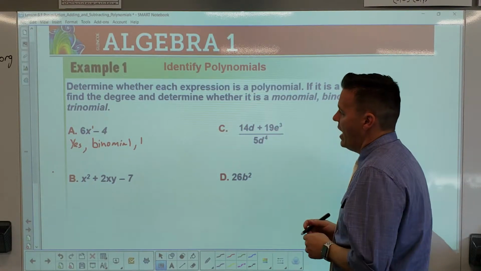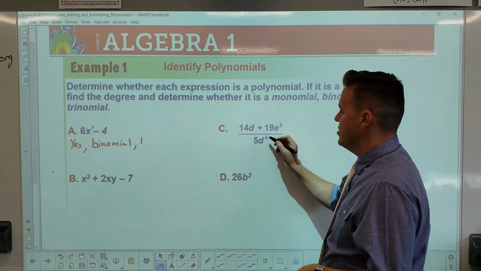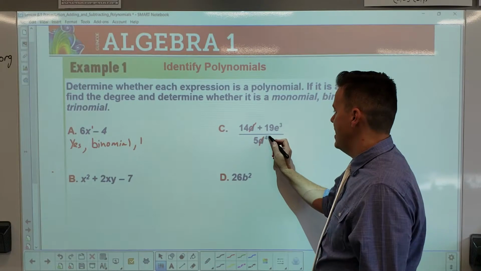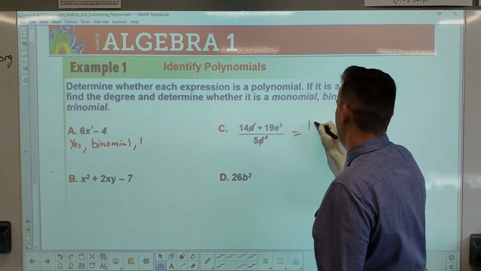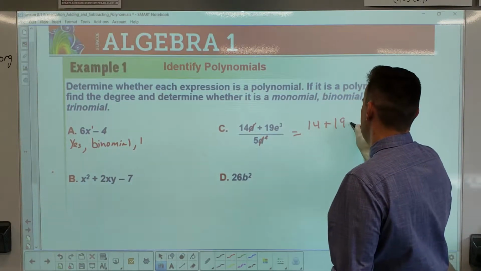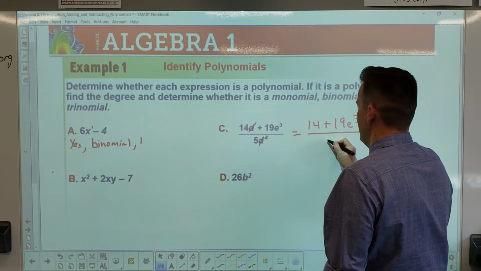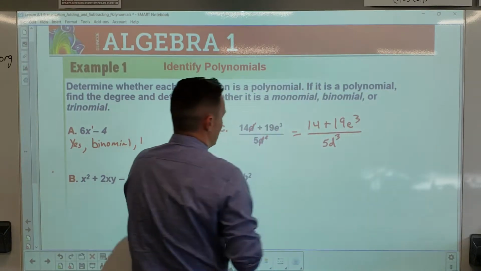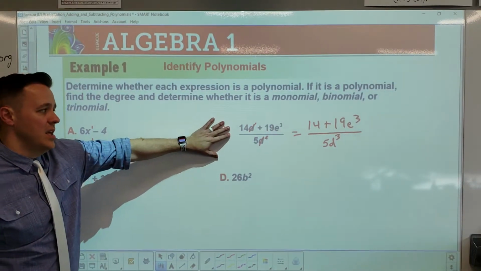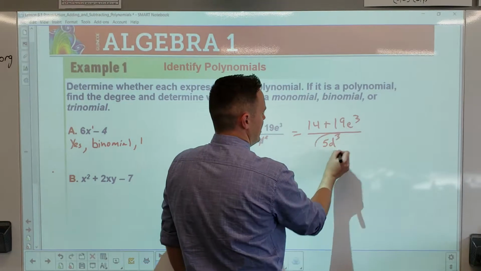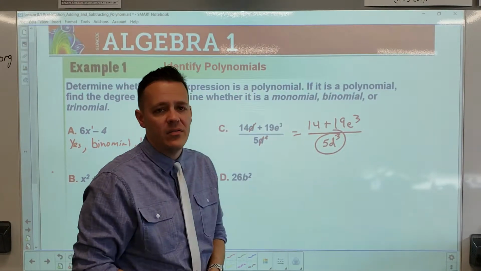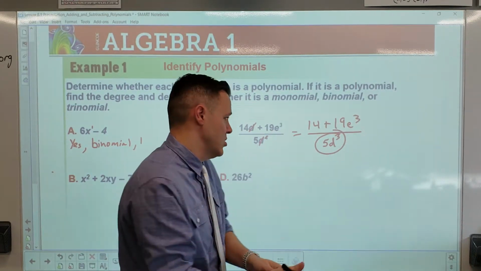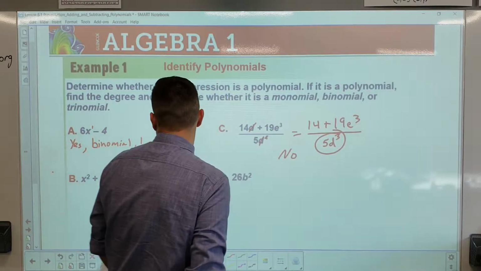So for example, on C, okay, if you were to eliminate this, so if you scratch out the D, you can divide out the D's, right? So you'd have 3 left. So you would have 14 plus 19e3 divided by 5d to the third. The question is, is this expression a polynomial? The answer to this is no, because of this right here. Okay, you can't have a monomial in the denominator. It cannot be in there. So this is a no, and we'll just move on.